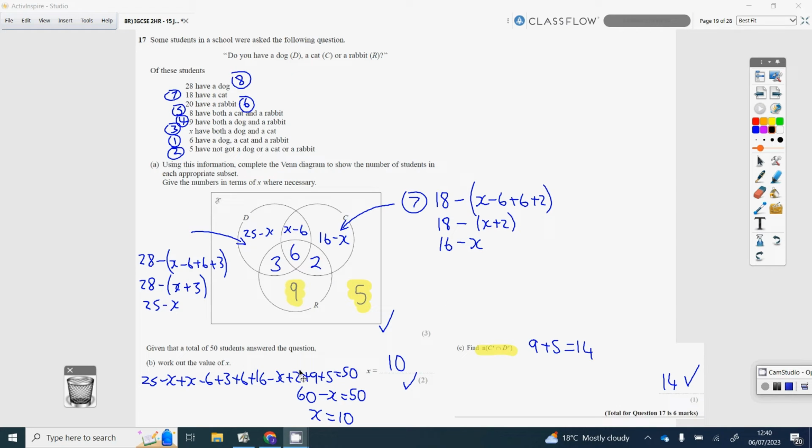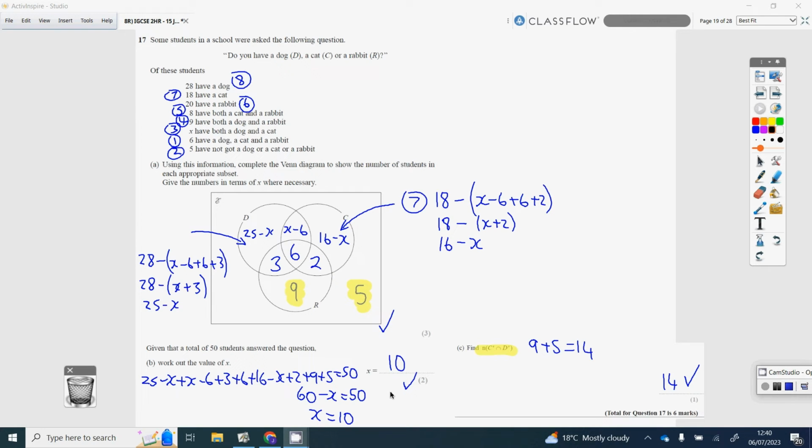Now, for part B, I'm told that the total number of students is 50. So all of these numbers in the Venn diagram have to add up to 50. So again, we're just constructing a huge equation. This plus this plus this plus this plus this plus this plus this plus this has to equal 50. So I've set that out there, simplified the left-hand side here, added x to both sides, taken away 50, and I get x being 10.